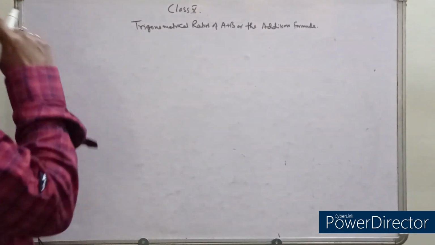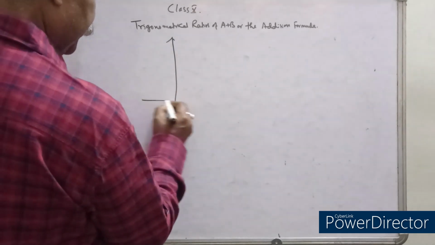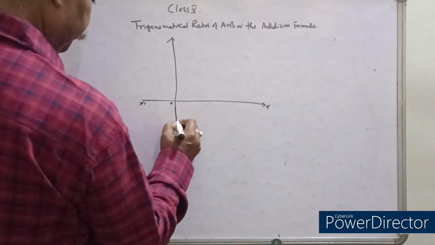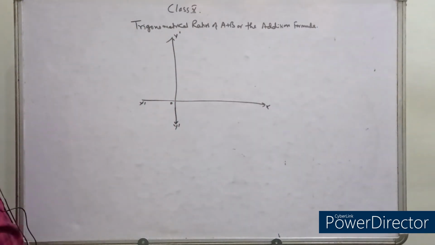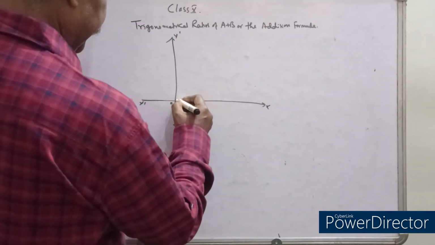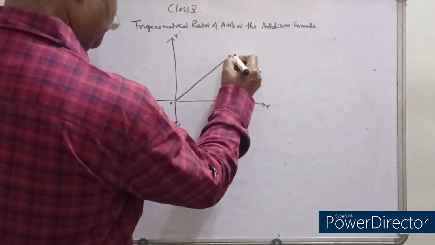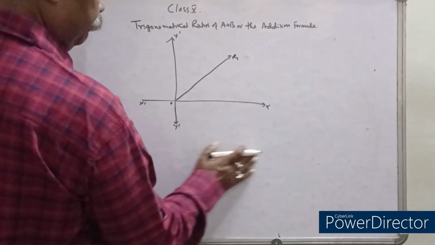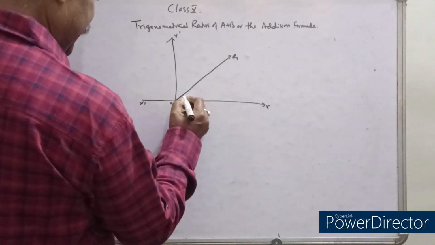So here it will be explained in two dimensions. This is the x-axis and this is your y-axis. Here we consider a revolving ray. Let this be a revolving ray, OR1, which moves in anti-clockwise direction from the x-axis and makes an angle A here.